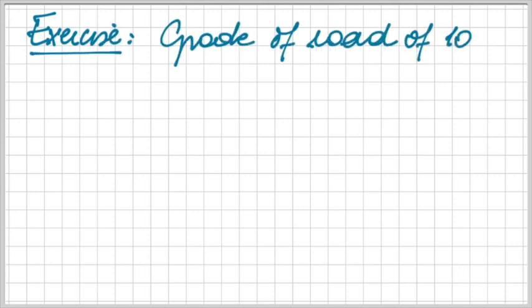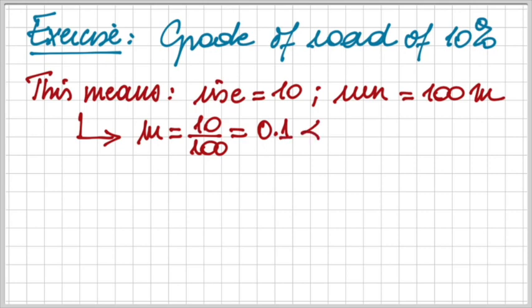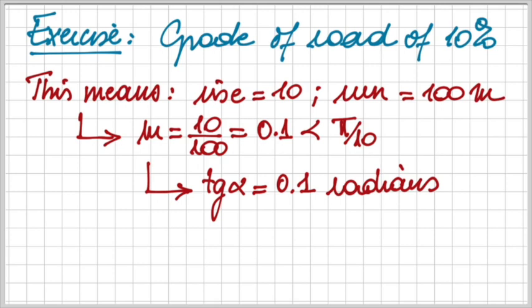So let's have a look at an exercise where we look at the grade of a road of 10%, which means that the rise is 10 meters and the run is 100 meters. The slope is 10 divided by 100, or 10%, or 0.1, which is clearly smaller than pi/10. And we can say that the tangent of alpha is equal to 0.1 radians.